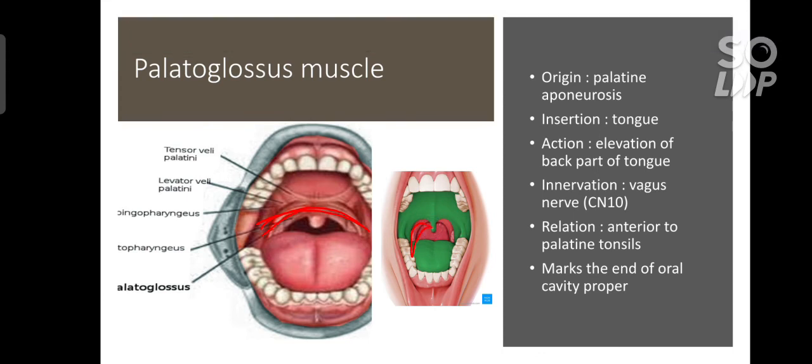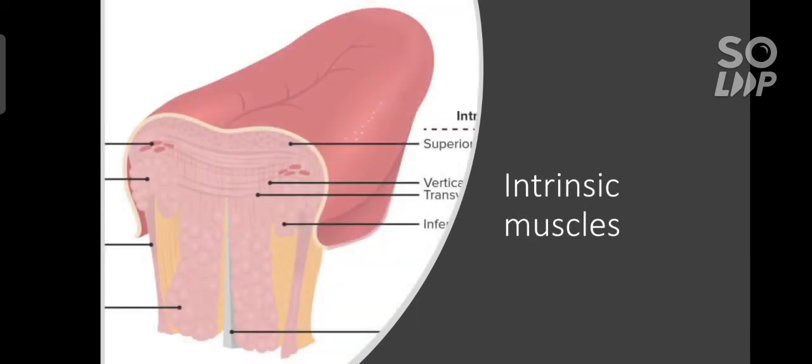So the origin of Palatoglossus muscle is palatine aponeurosis, insertion is tongue, action is elevation of the back part of the tongue, innervation is cranial nerve number 10, which is the vagus nerve. It has an anterior relation to the palatine tonsils and marks, of course, the oral cavity proper. So we have finished the extrinsic muscles. Let's move to the intrinsic muscles.